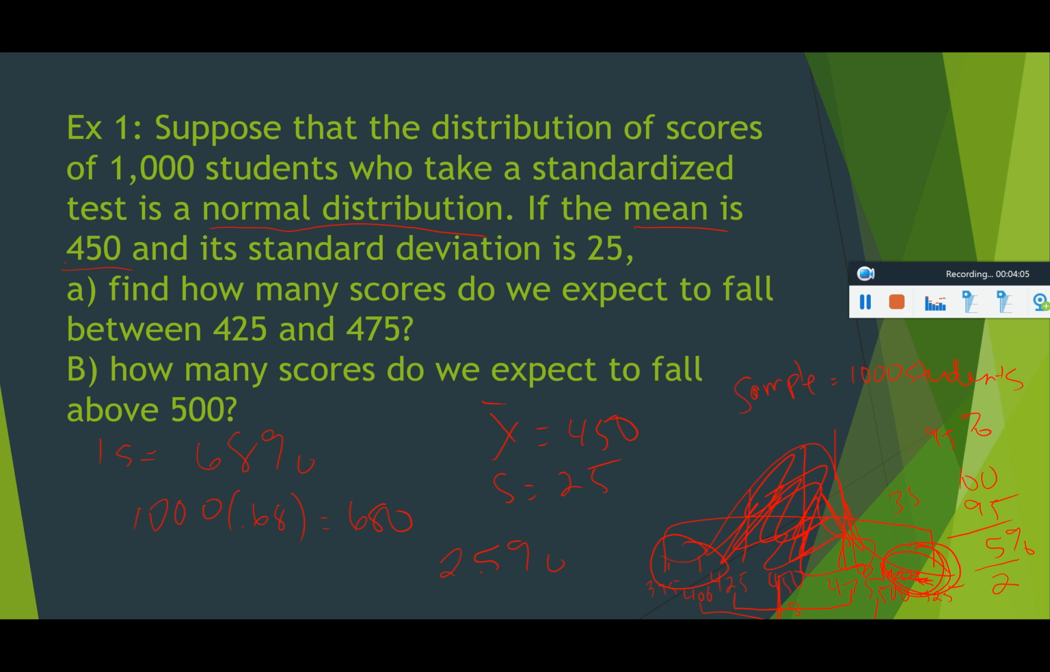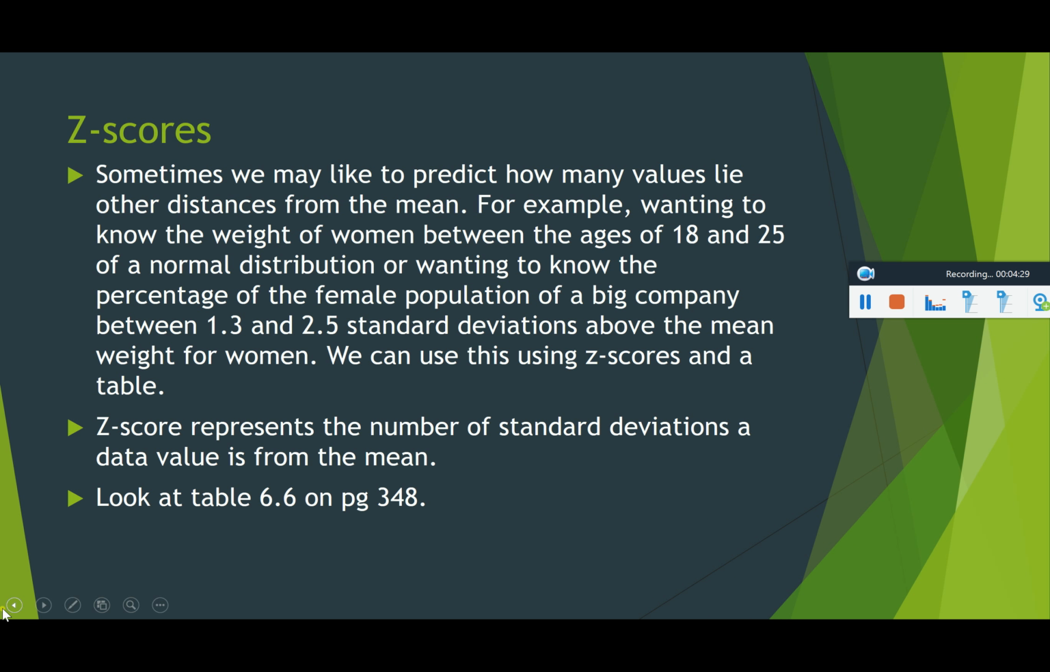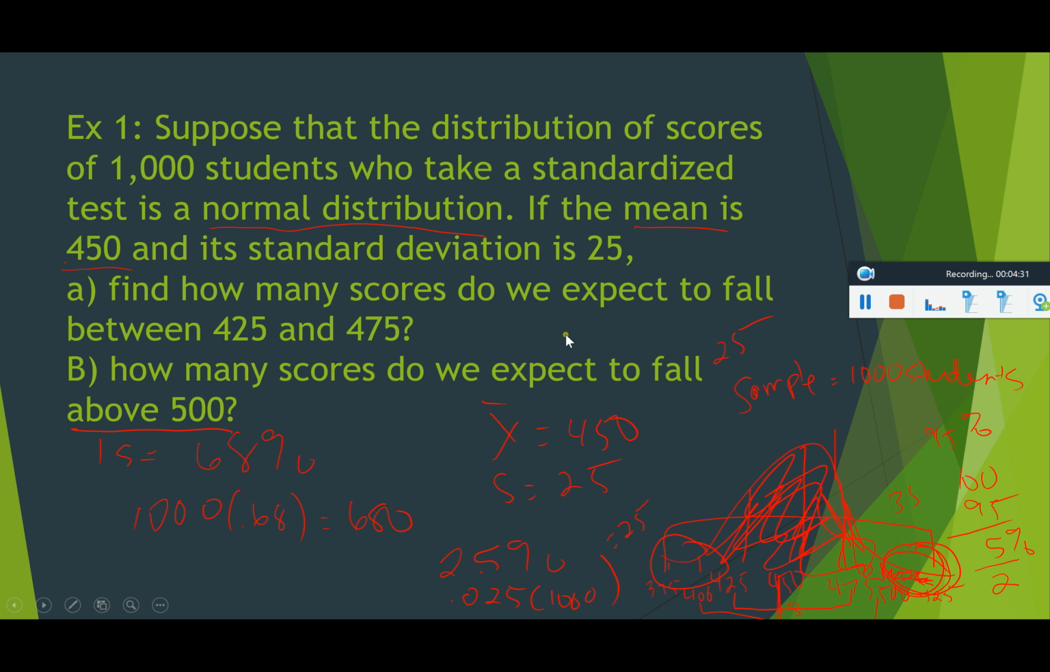2.5% fall above 500. So we change that to a decimal, 0.025, and multiply it by 1,000, and you end up with 25. So 25, okay? All right, so this is an example of how you would do that.